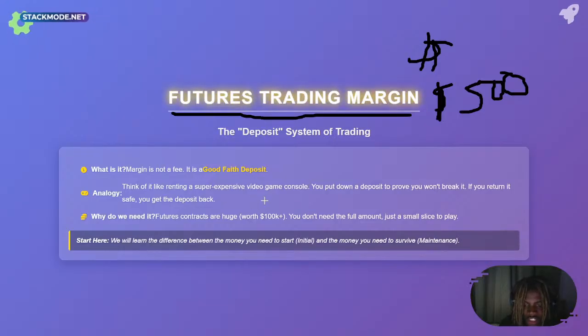And futures contracts are huge. You don't need the full amount to use it during the day, but you're going to have to cough up more money if you want to use the console overnight. So let's learn the difference between the money you need to start initially and the money you need to use futures contracts overnight. Let's jump into it.